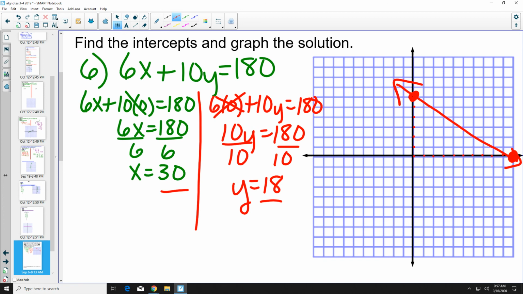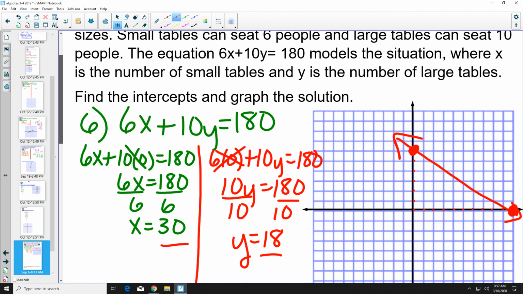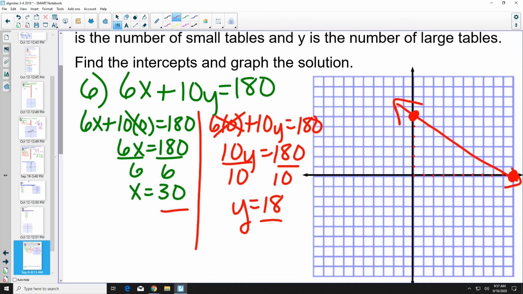Okay? So what this means about the word problem is you could have 30 small tables and no large tables. 30 small tables and 6 people at each table would be 180 people. Or you could have no small tables and 18 large tables, because the large tables seat 10 people, so 10 times 18 would give you 180. But you could also have other answers, and those are the points that are in between.